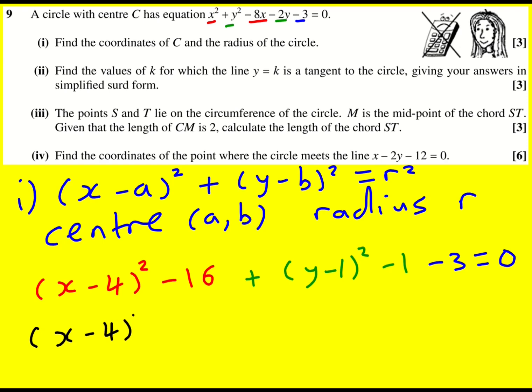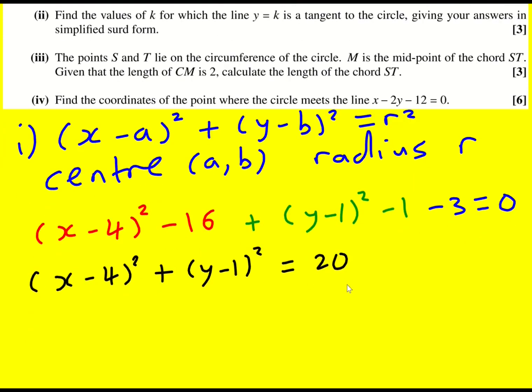Just need to tidy this up. (x - 4)² + (y - 1)². If I add all these onto the other side, it's going to be 20. And that gives me a center of (4, 1), and radius is going to equal root 20.